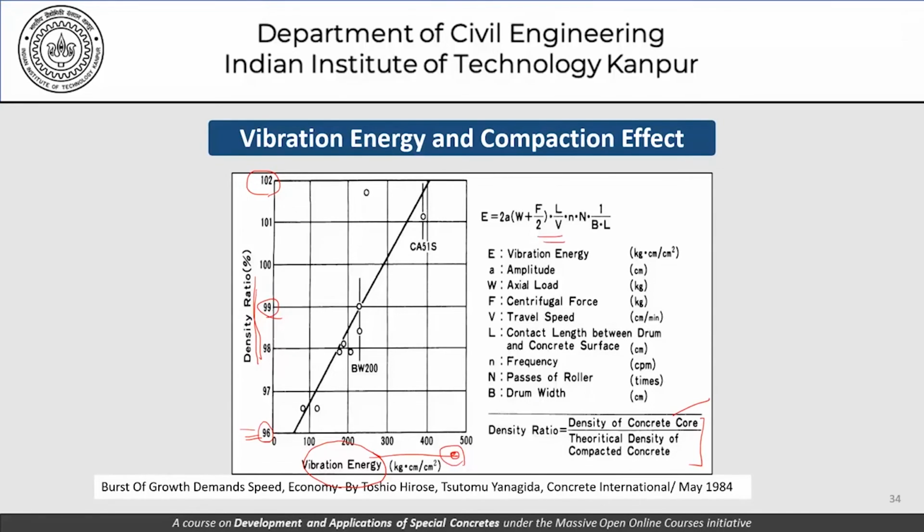If you see, this is the equation that is given, and these are the kind of variables that are involved. The vibration energy is related to the amplitude of vibration, the axial load, the centrifugal force of the roller. We will see that slide shortly, which gives you insight into this centrifugal force of the mass, the travel speed, contact length between the roller and the concrete surface, frequency, number of passes, and the drum width. So there are all these parameters which come into play when it comes to determining the density of concrete.